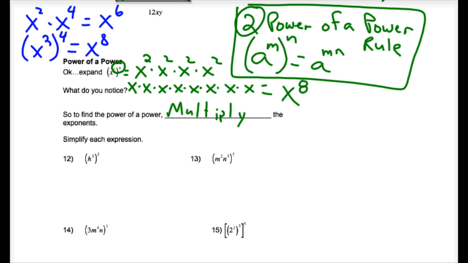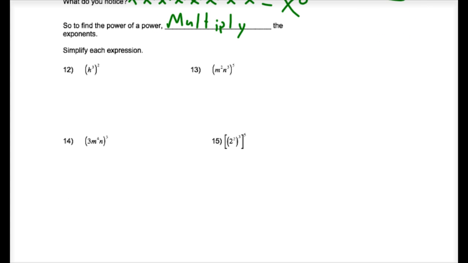First couple are pretty easy, then it gets hard. When there's coefficients involved, it gets tricky. And I'm going to show you guys what to do here. All right. 12 and 13 should be layups. Everybody try them. Melissa, what's the answer to 12? H to the 6th power. 3 times 2 makes 6.